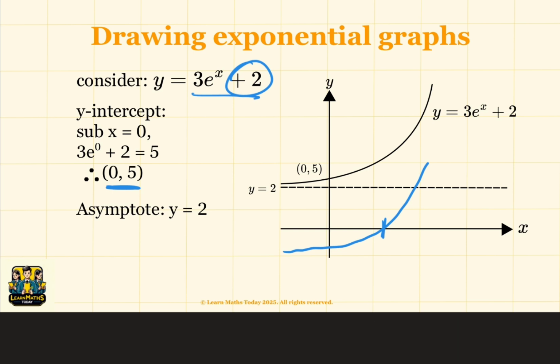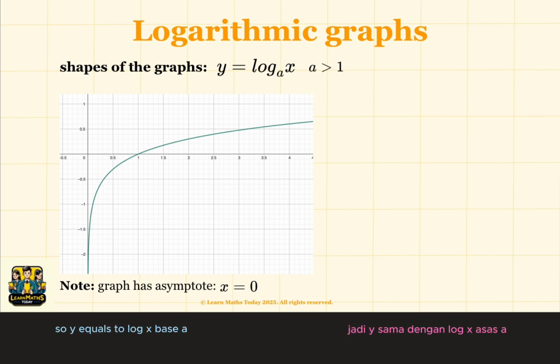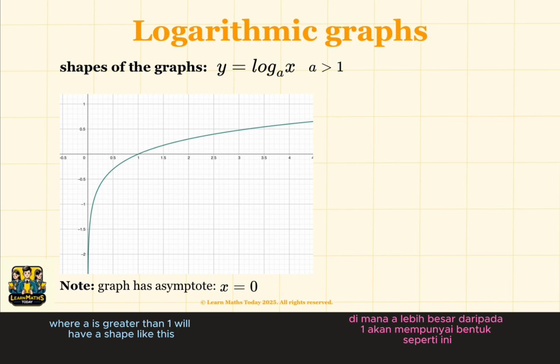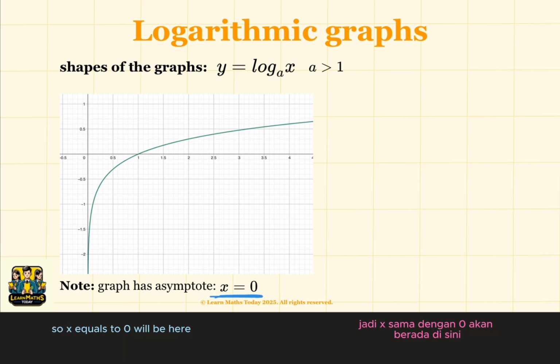Now, how about the shape of logarithmic graphs? So y equals log x base a, where a is greater than 1, will have a shape like this, okay? And take note, this graph has the asymptote at x equals 0. So x equal to 0 will be here.